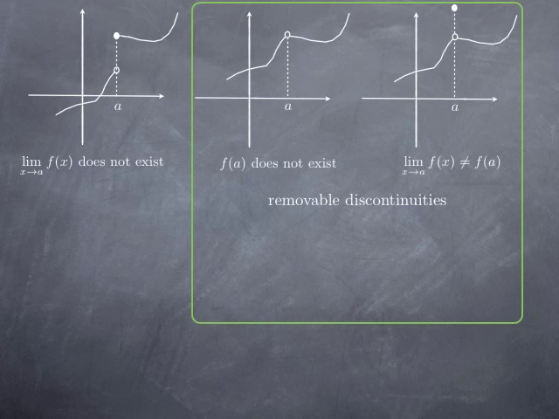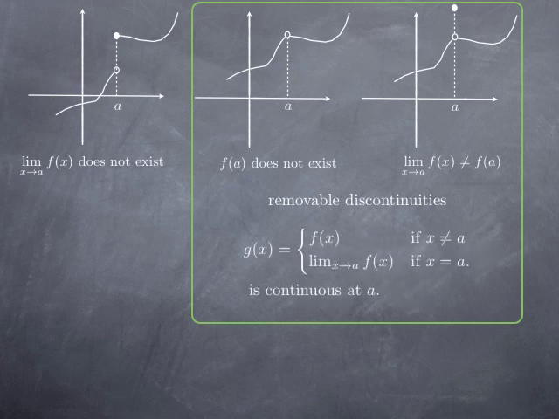The reason is because in both cases the limit of the function at a exists, and therefore we could make the function continuous at a by just changing the value at one point, just at a. So the function g of x here, that is defined by f of x everywhere but at a, and by the value of the limit of f at a when x is equal to a, is going to be a function that is continuous at a. It coincides with f of x everywhere except at a, and it is continuous at a. So this function in some sense removes the discontinuity.